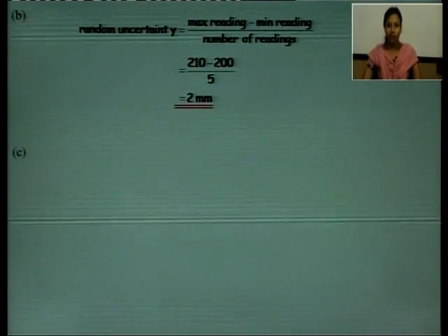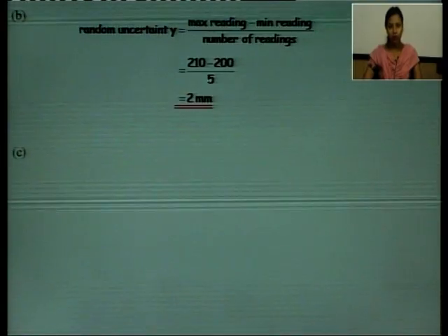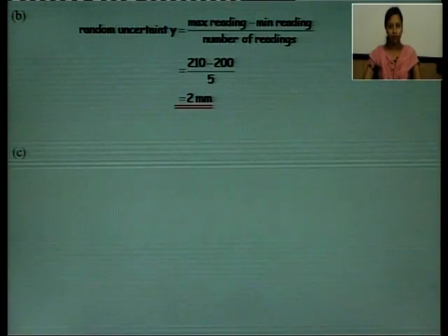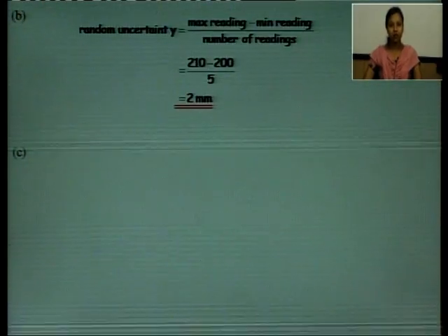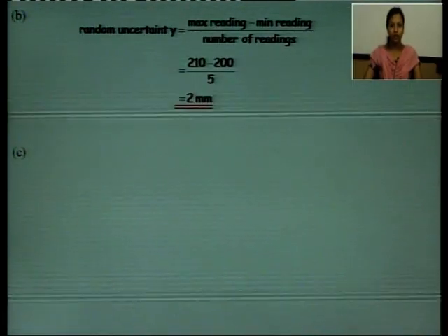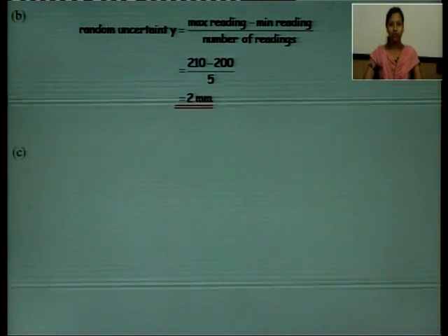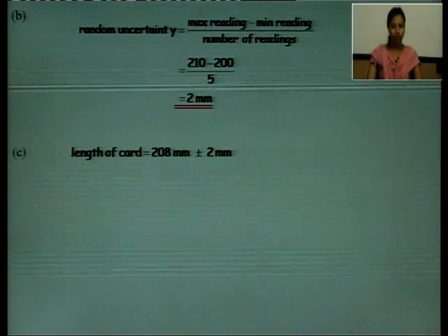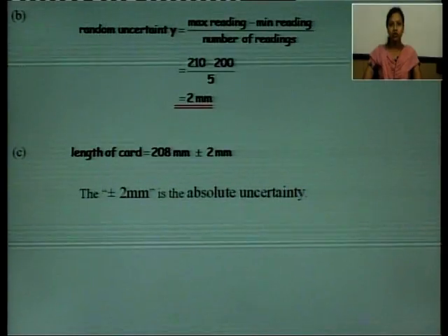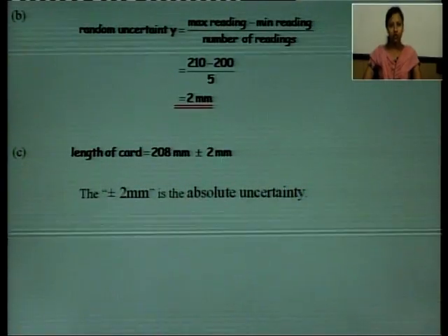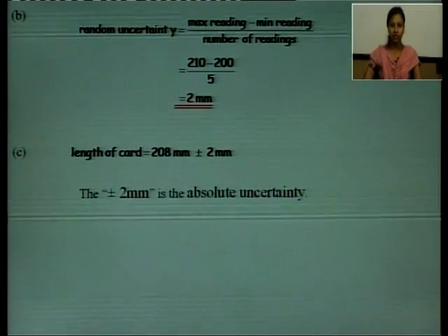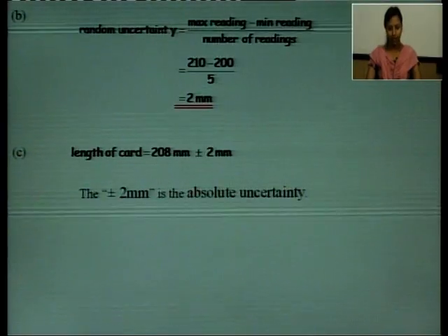The random uncertainty is equal to the maximum reading of a physical quantity minus the minimum reading, divided by the number of readings. The maximum value is 210, while the minimum is 200, divided by the number of readings, which is 5. So 10 divided by 5 is 2 mm. Third, we need to calculate the absolute uncertainty. So 208 is the mean, plus or minus 2 gives us the random uncertainty. So plus or minus 2 mm is the absolute uncertainty involved in this measurement.